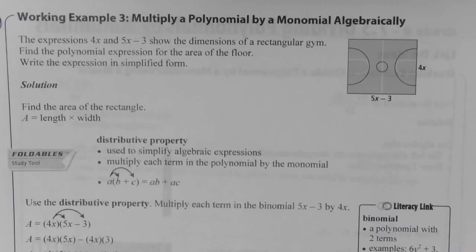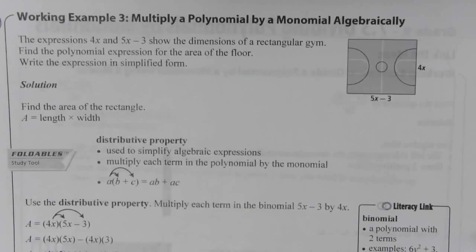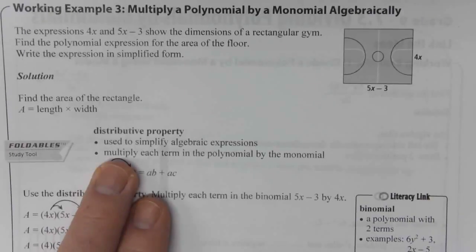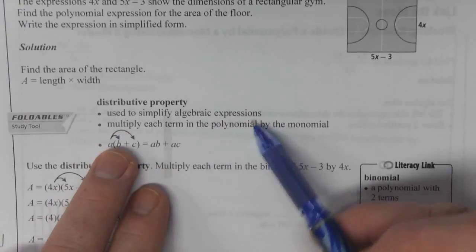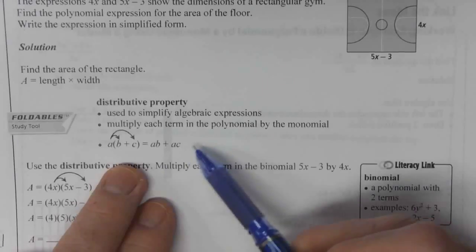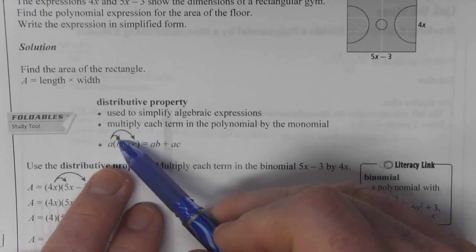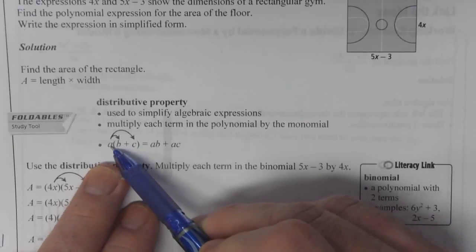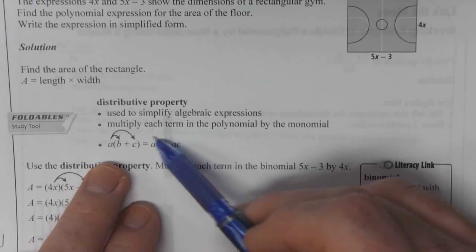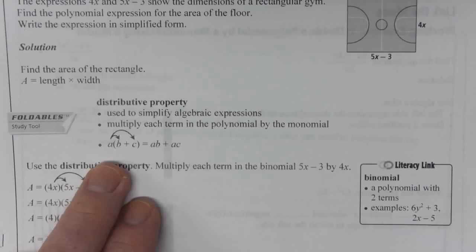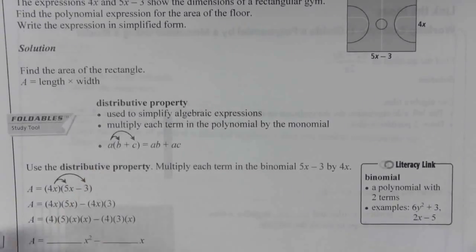So to find the area of a rectangle, we know it is length times width. So we're going to be multiplying these two polynomials together. And in this instance, we're going to use the distributive property, which is used to simplify algebraic expressions. So we multiply each term in the polynomial by the monomial. So we use a times b plus a times c. We've seen this before. It's just a little bit more complicated when we're dealing with coefficients and variables.